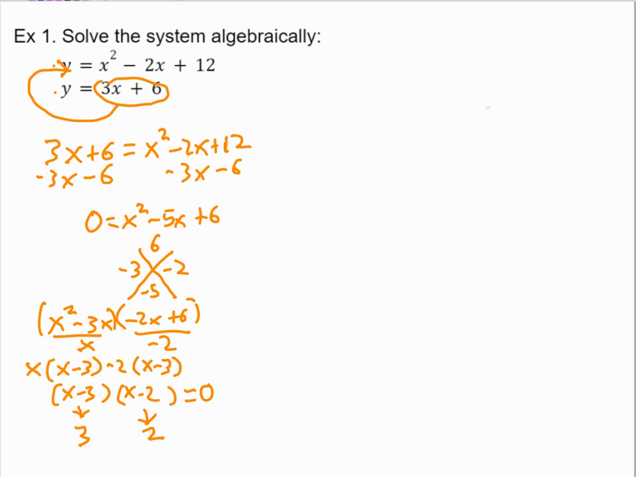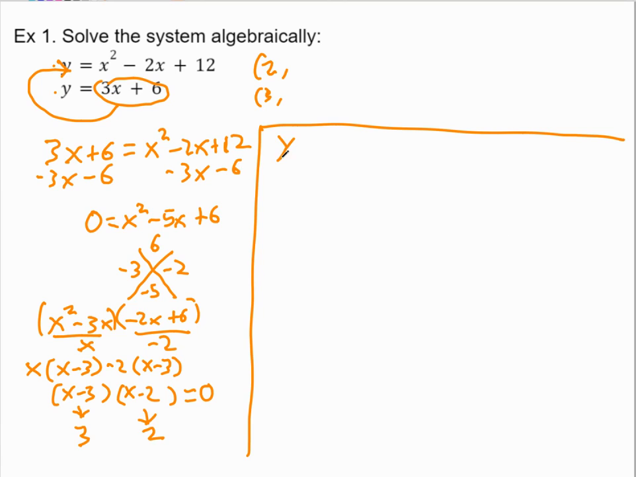Now, I'm only halfway done with the problem. I've got half of each solution. I've got 2, and I've got 3. But now I've got to find my y values. To find my y values, all I need to do is take my x's and plug them into one of these equations. It doesn't matter which one, you'll get the same answers either way. I always plug them into the linear equation because in my mind, that's just easier. So I'm going to say y equals, starting with 3, 3 times 3 plus 6. That's 9 plus 6, that's 15. So one of my solutions is at the point 3, 15.